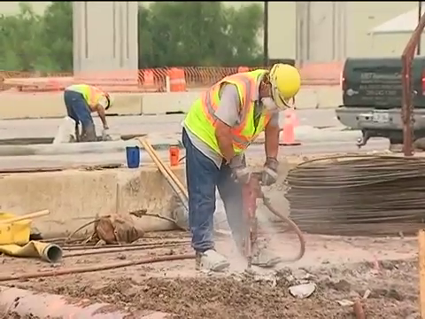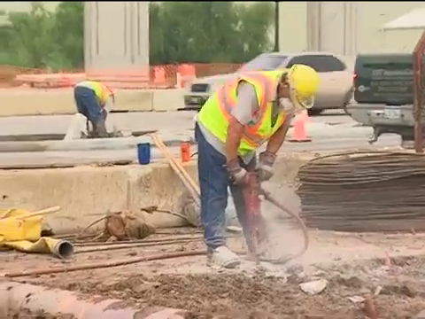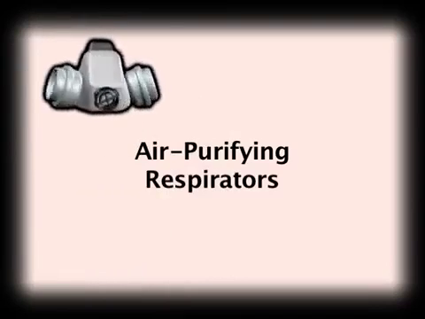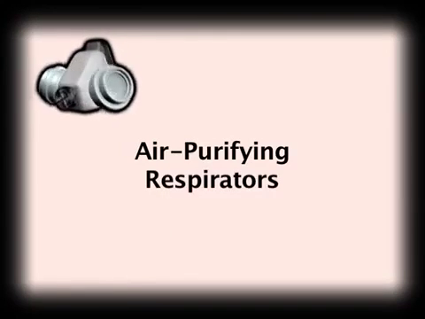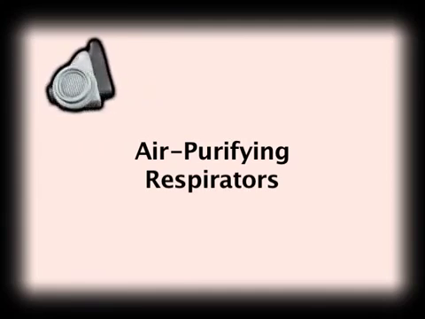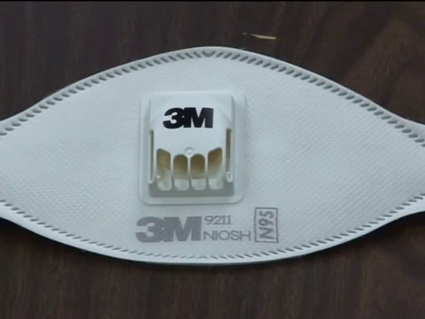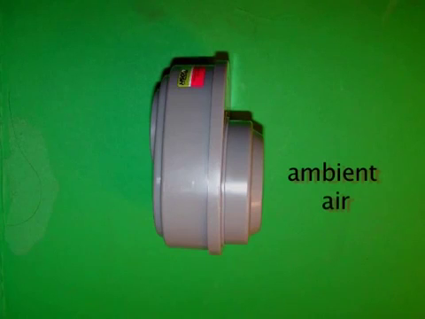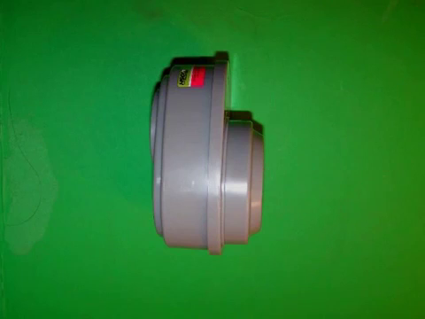There are two types of respirators: air purifying and atmosphere supplying. Only use respirators appropriate for the chemical state and physical form of the contaminant. Air purifying respirators have filters, cartridges, or canisters that remove contaminants from the air by passing the ambient air through the air purifying element before it reaches the user.